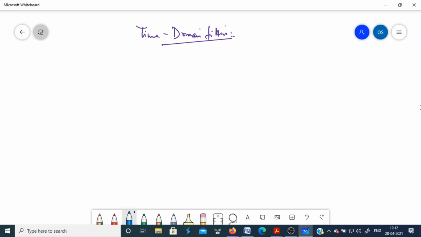Okay, today we will discuss the time domain filters, which are used for filtering the various noise or artifacts in biomedical signals, especially in the ECG signal. Okay, so there are various sources of noise in the biomedical signals that we have discussed.